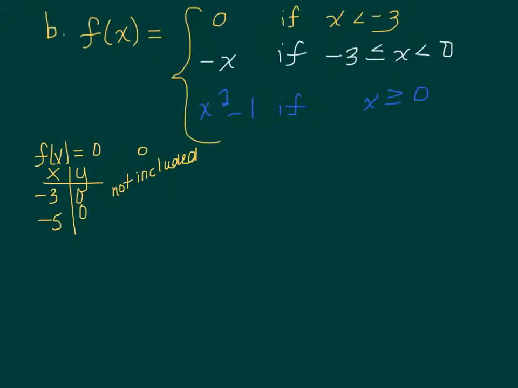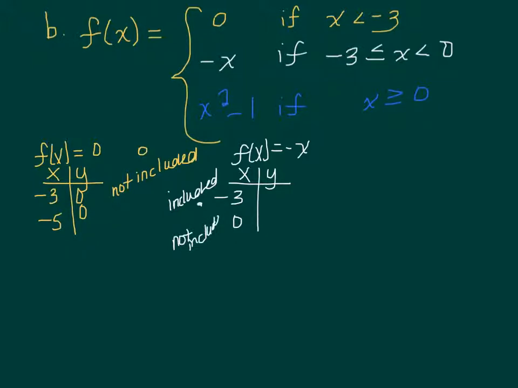My middle function is f of x equals -x. My x values are restricted to -3 and 0. -3 is included, so it'll have a closed circle. And 0 is my stopping point. This one is not included. It'll have an open circle. So if I plug in -3, I'll get 3. If I plug in 0, I get 0. My last function is f of x equals x squared minus 1.